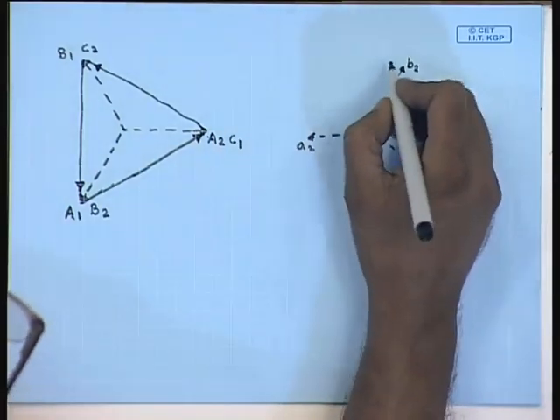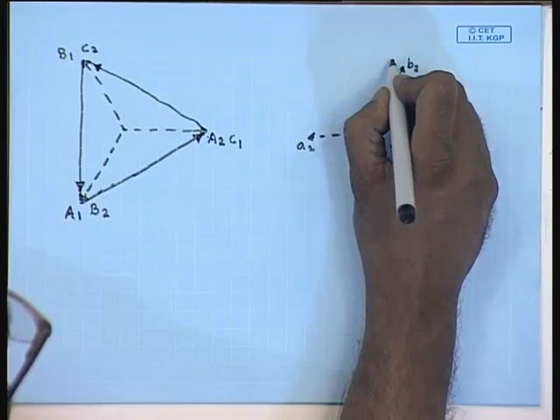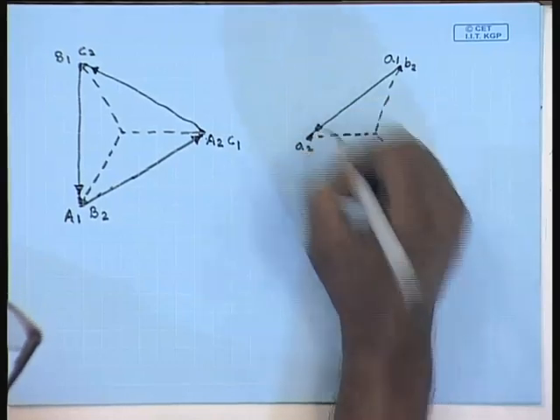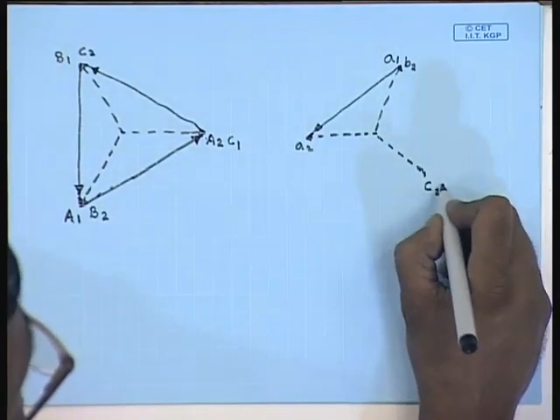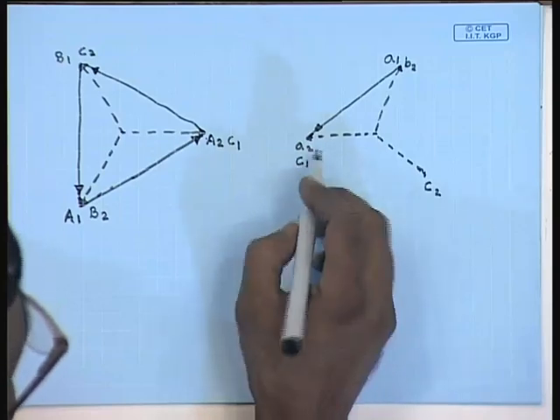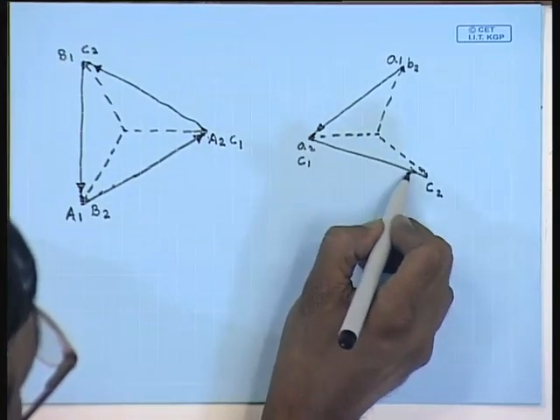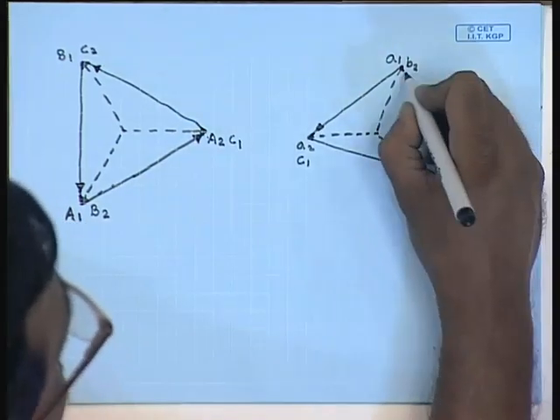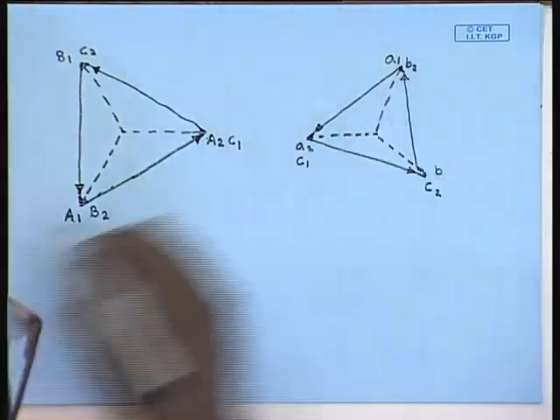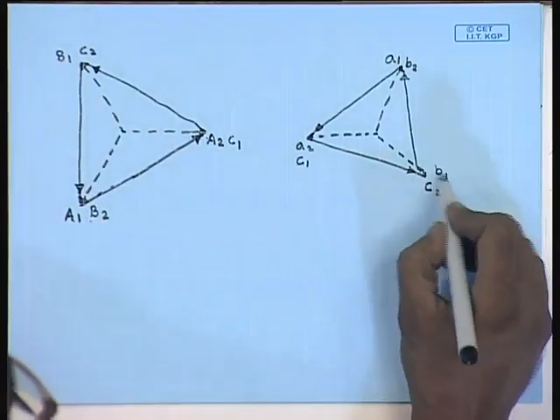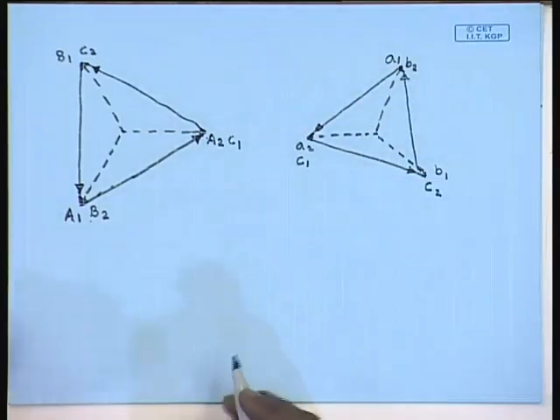So, if we say this terminal is A1, the phasor A1 A2 will be in this direction. If this terminal is C1, then this is the voltage C1 C2, and if this terminal is B1, then this is the voltage B1 B2. So, we see that the winding voltages B1 B2 and b1 b2 are in opposite phase.